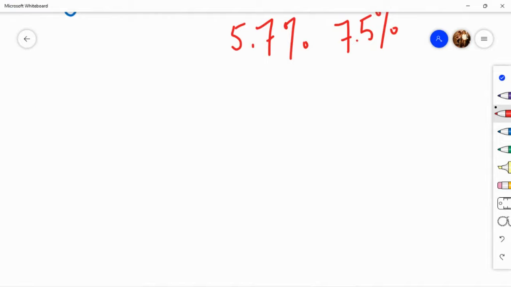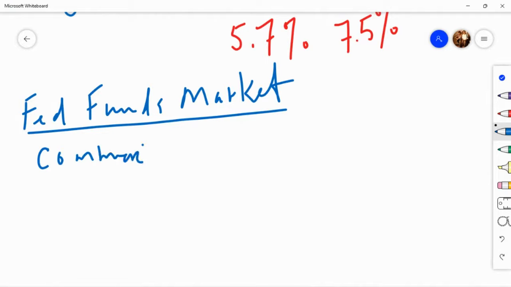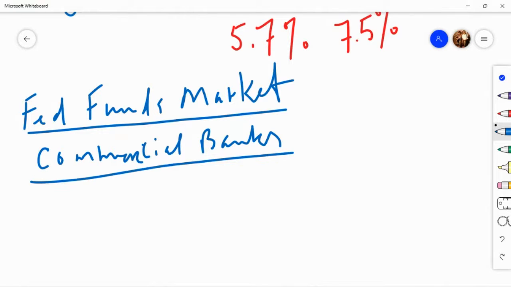The name Fed funds comes from the Federal Funds Market. So this is a marketplace. Of course, it's an online marketplace only for commercial banks, where commercial banks borrow from and lend to each other, right? So this is the baseline interest rate, the lowest interest rate that can ever be.